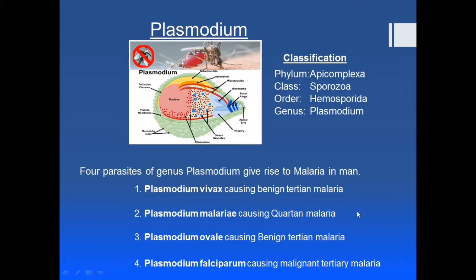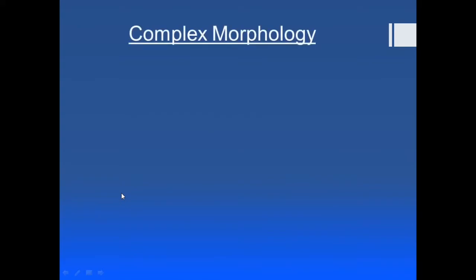As for benign and malignant, malignant is used with Plasmodium falciparum because it has a high mortality rate. It causes severe complications, and due to that its mortality rate is high. That's why it's called malignant tertian malaria. Now we will be covering these four parasites at one time, so get ready to view a large number of morphological forms. Let's start with the morphology.